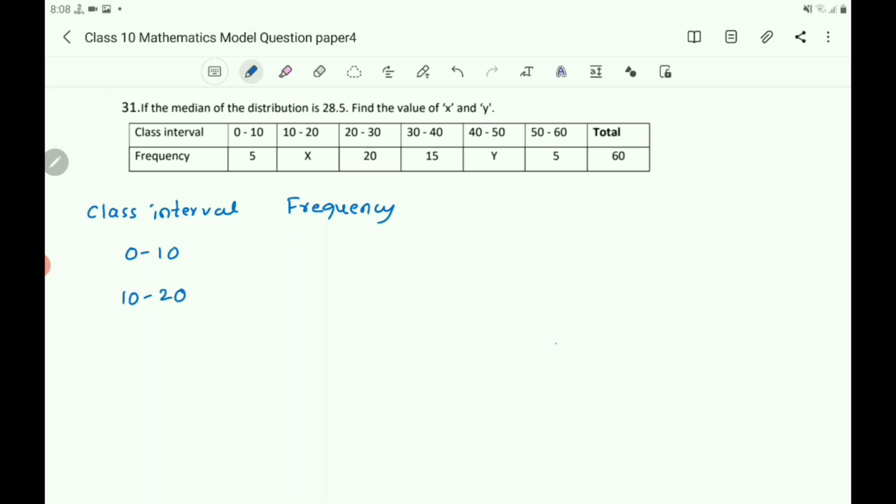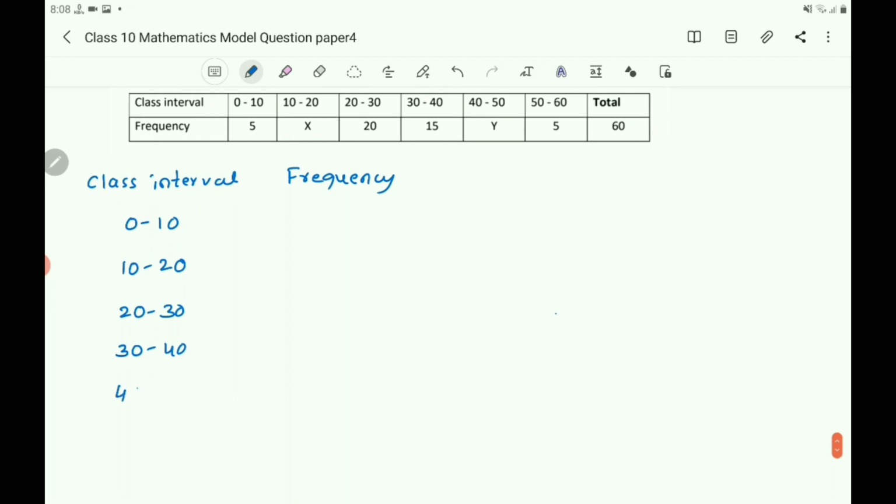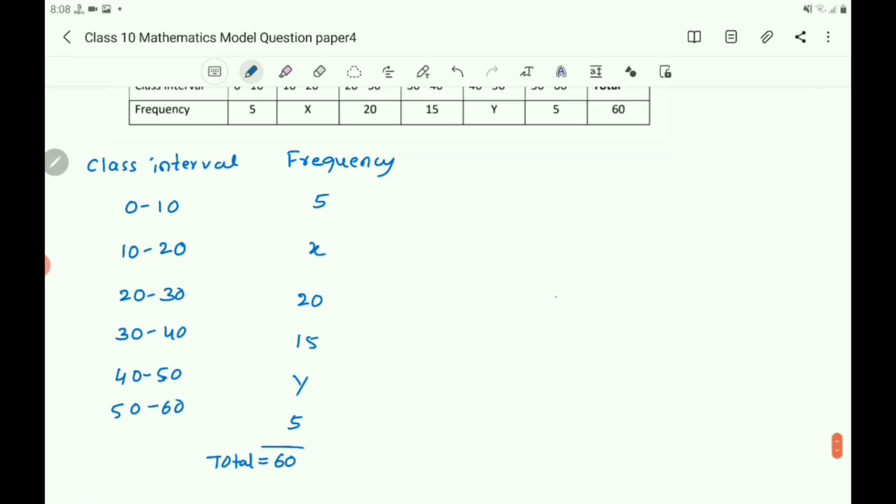10 to 20, 20 to 30, 30 to 40, 40 to 50, 50 to 60, and frequency: 5, x, 20, 15, y, and 5, and the total is given, 60. Here 5, x, 20, 15, y, 5, total 60.